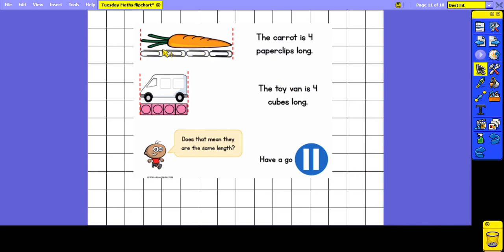Okay, so here the objects that we have used to measure the length are different each time. So we've used paper clips here to measure the length of the carrot and then cubes to measure the length of the toy van. But we cannot use different objects to measure and compare. We have to use the same objects. So we should either stick to using paper clips for both or use cubes for both. So the answer is no, it does not mean that they are the same length.